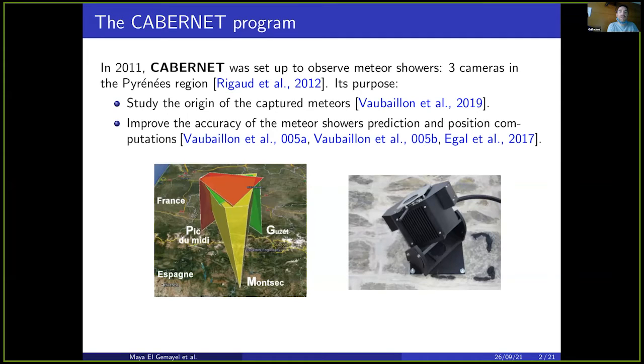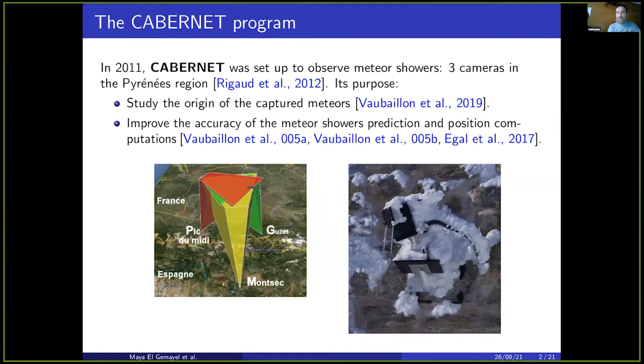So at the bottom left, you see the field of view of the 3 cameras intersecting over the Pyrenees Mountains, and on the right, you see one of the cameras attached to a wall at Pic du Midi Observatory during the summertime, and that's what happens sometimes during the wintertime. So needless to say that maintenance is hard work, maintenance for the hardware, but also for the software.